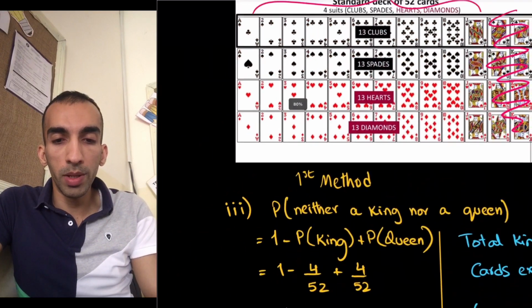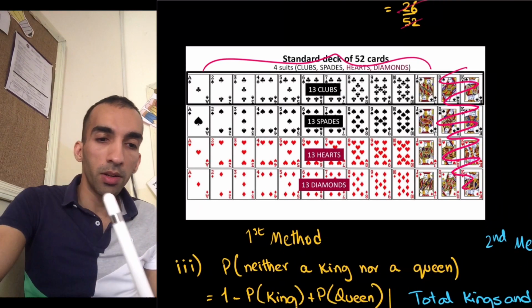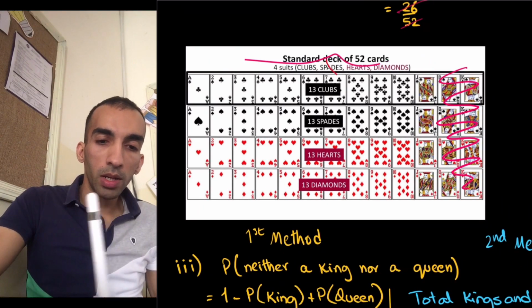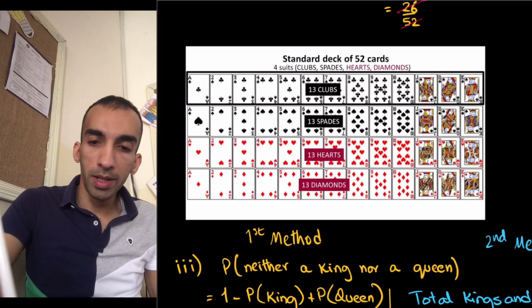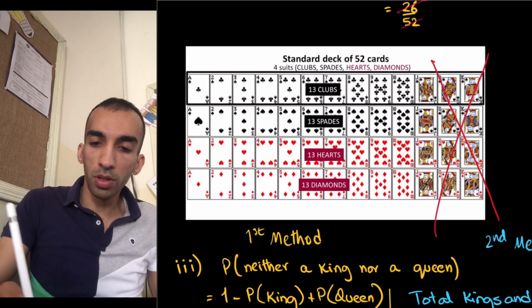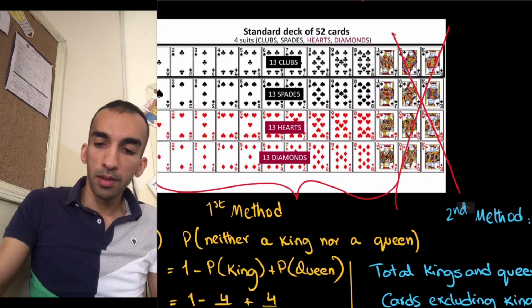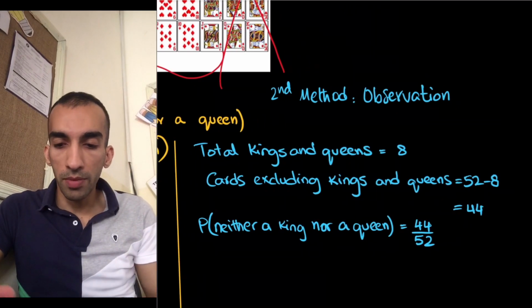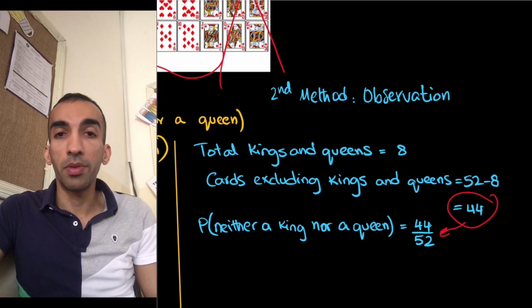Just like I told you, basically you do not need a king. Neither a king nor a queen basically means you do not need either of these. If you cross them out, how many are left? Count them up. You're left with 44 divided by 52.